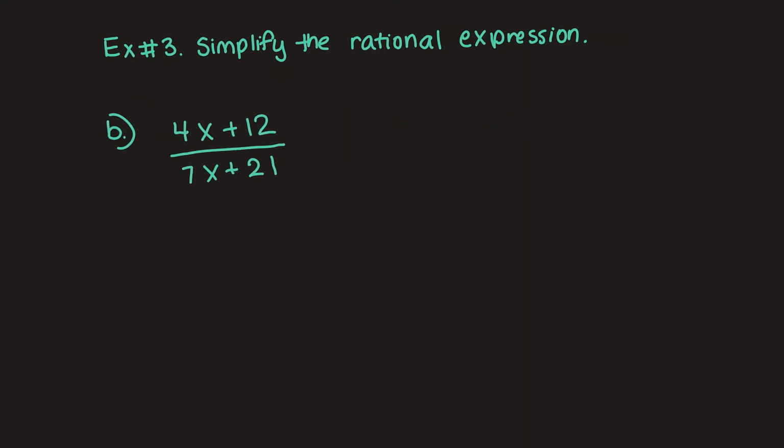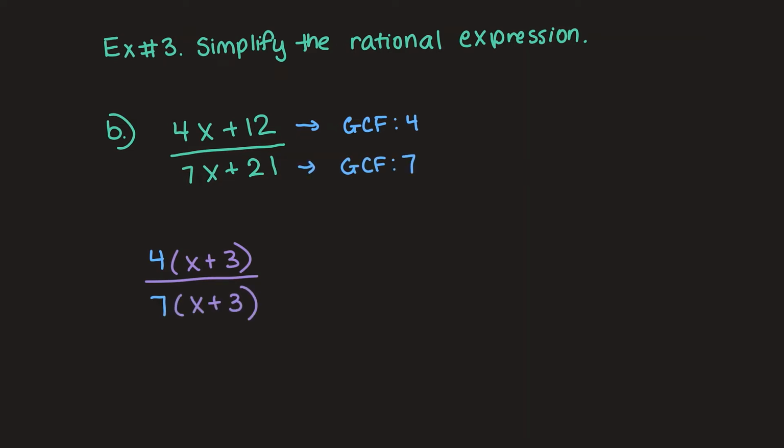For the next example, to simplify this, we need to factor both the numerator and the denominator first. The numerator has a GCF of 4, so we can factor this out. And the denominator has a GCF of 7, so we can also factor this out. Now that both our numerator and denominator are completely factored, we check to see if there's any common factors that we can divide out. We can divide out the common factor of x plus 3. Therefore, this expression simplifies to 4 over 7.